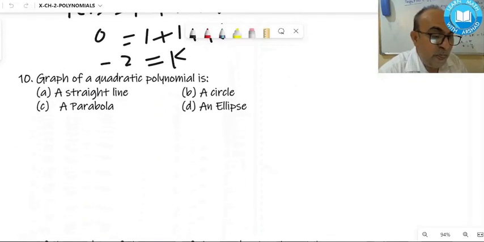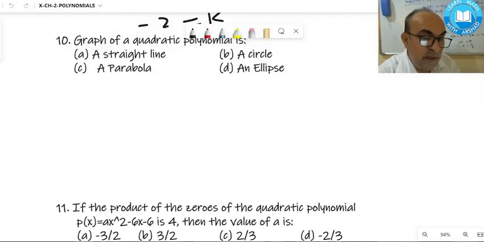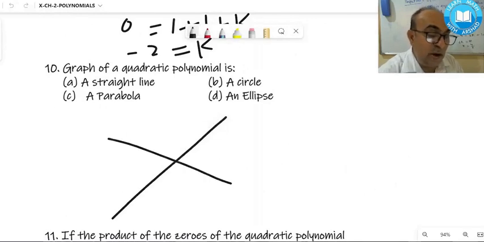Now here the graph is not given, so leave this question. The graph is given in the booklet, and that is a quadratic polynomial. It is given in the booklet.